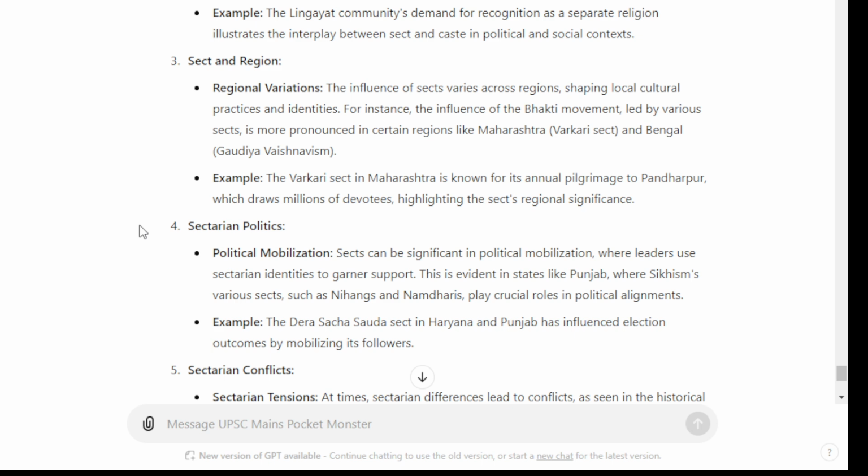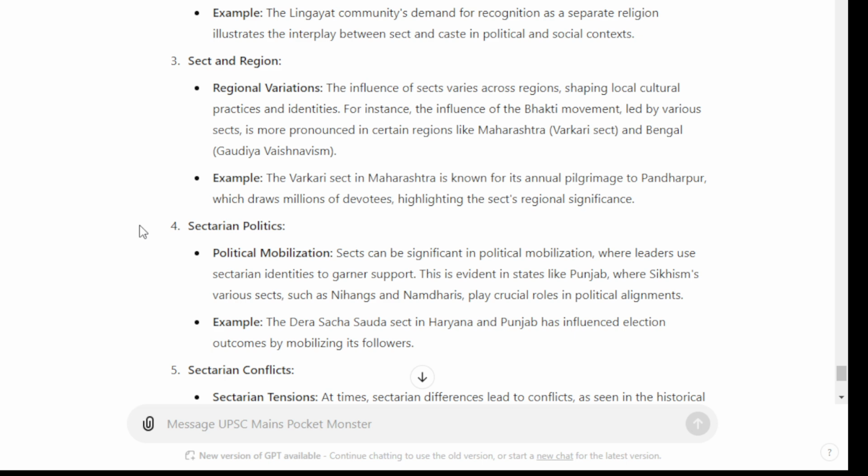And there's Bengal's Gaudiya Vaishnavism, and then Shankaradeva's Vaishnavism, perhaps. Is that Chaitanya in Assam, Ahom? And there's this Bhavani Mala, Swami Sharanam Ayyappa Mala, in many places in South India. Alright, I wouldn't say these are all sects. Some of these are not, maybe. Sectarian politics. Political mobilization, sects can be significant.